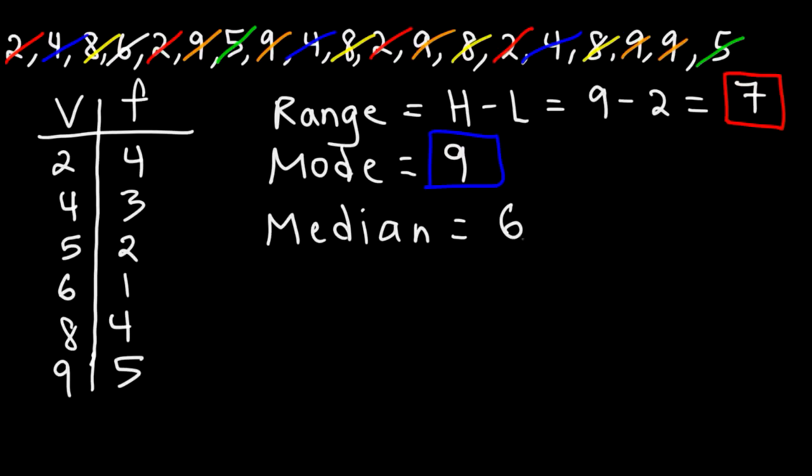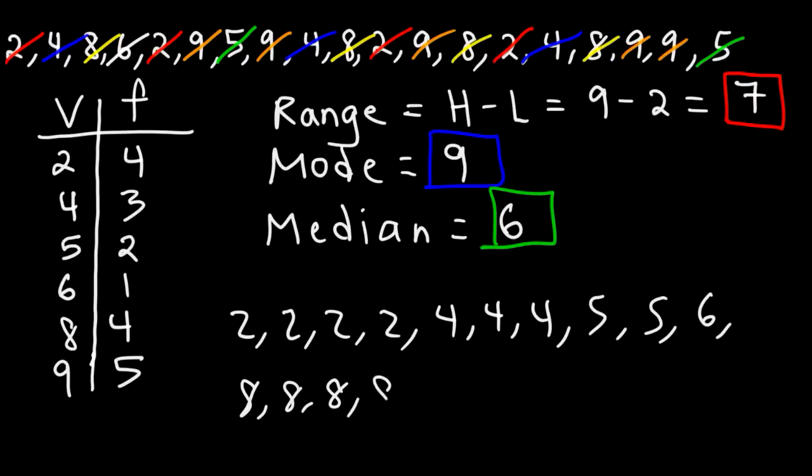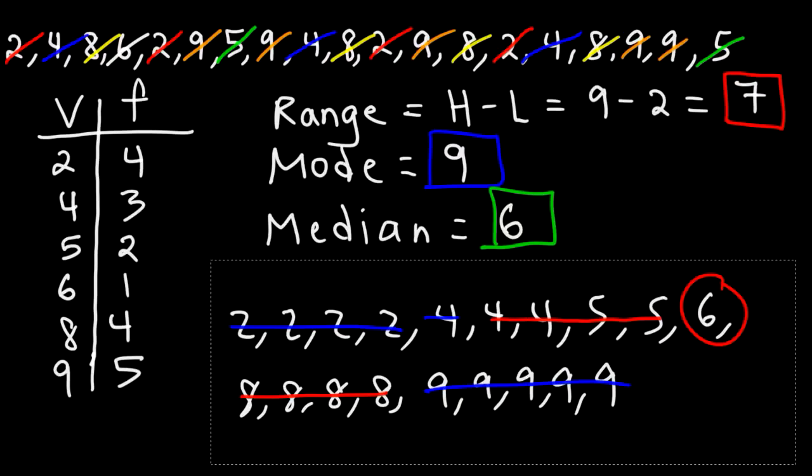Now, if you want to prove it, let's write out the numbers in ascending order. So we have 4 2's, 3 4's, 2 5's, 1 6, 4 8's, and 5 9's. So we can eliminate the 5 9's with 4 2's and 1 4. We can eliminate the next 4 numbers on the right side and the next 4 numbers on the left, leaving 6 as the middle number. So that's how you can confirm that 6 is indeed the median.